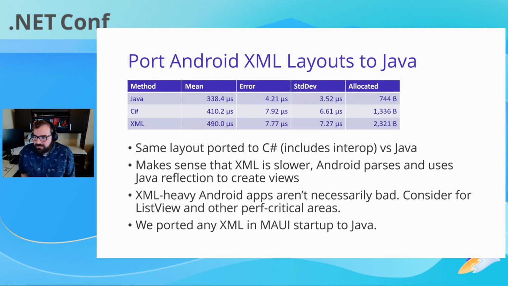And we could see a difference. And it made sense because there's time spent for Android to parse the XML, right? And then as it parses it, it has a string for each thing in the document. And then it uses Java reflection to create everything that's in the document. Well, if instead of doing all that, it just had straight code and ran the code in Java or C Sharp, obviously that's going to be faster.